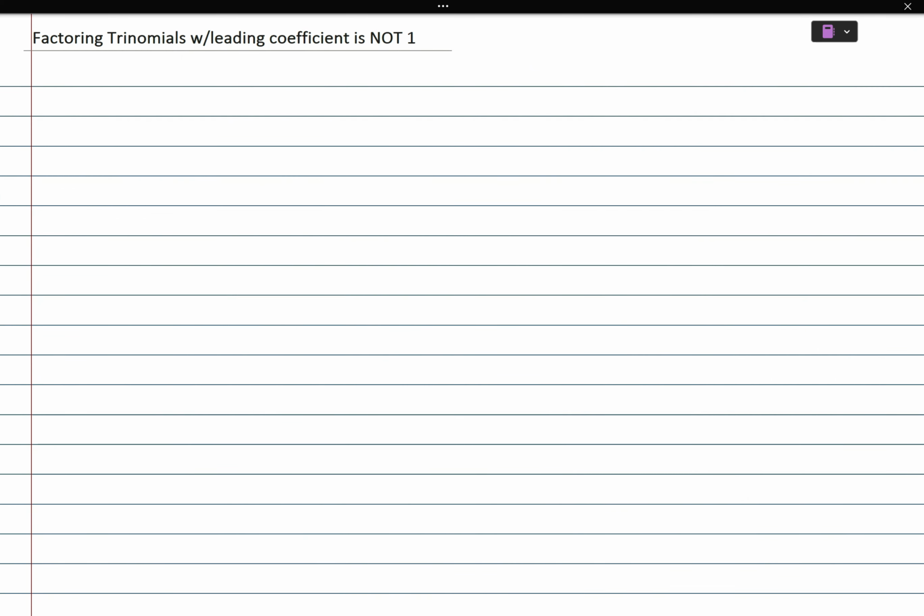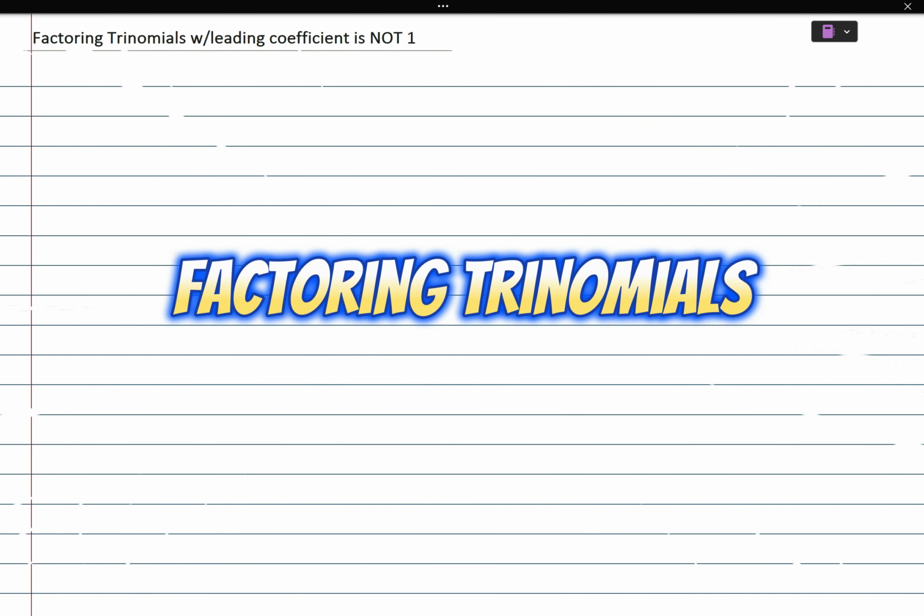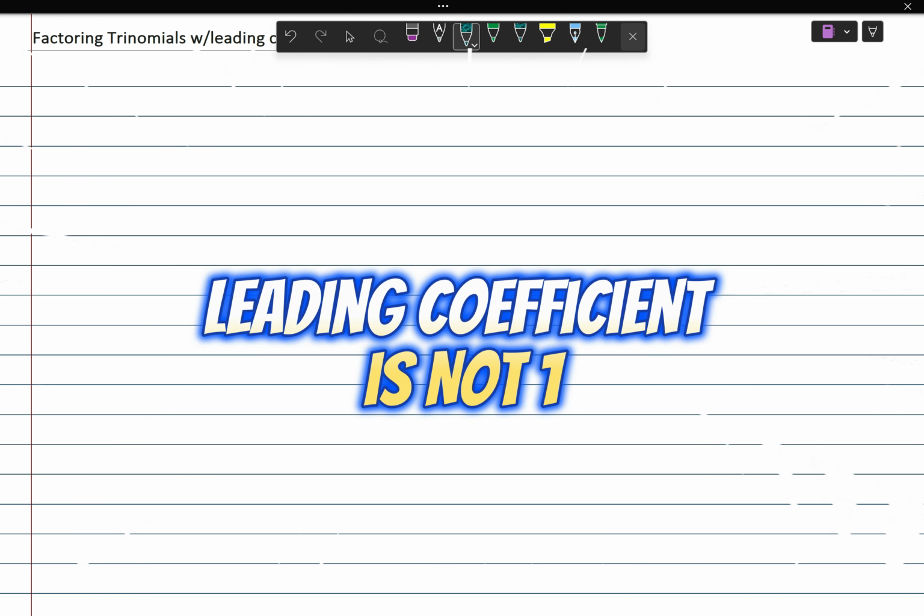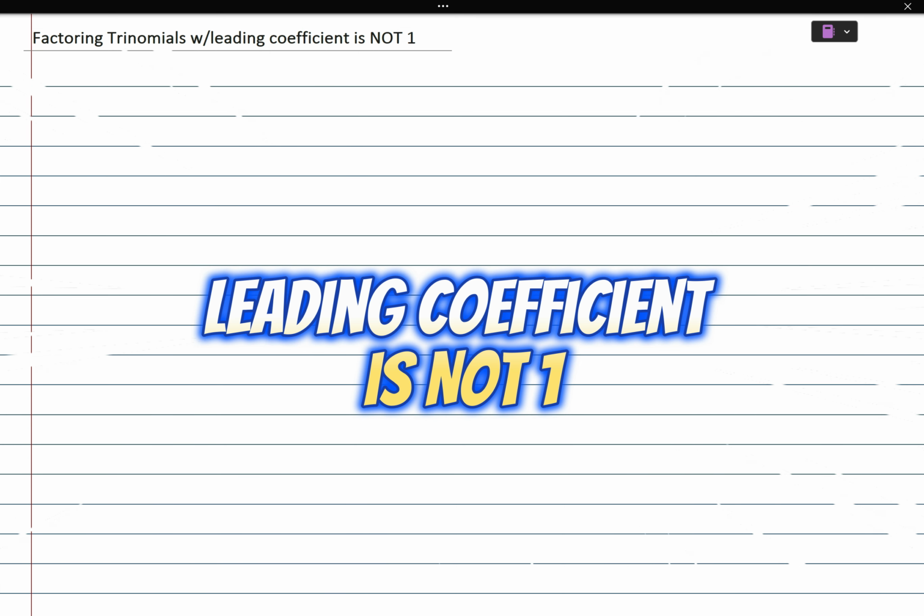Hey everyone, in this mini lecture we're going to take a look at factoring trinomials where the leading coefficient is not a 1. Not a 1. So we have trinomials in the form of ax squared plus bx plus c. And we're specifically looking at this coefficient in front of the x squared. This is known as the leading coefficient because it's seen first reading from left to right.